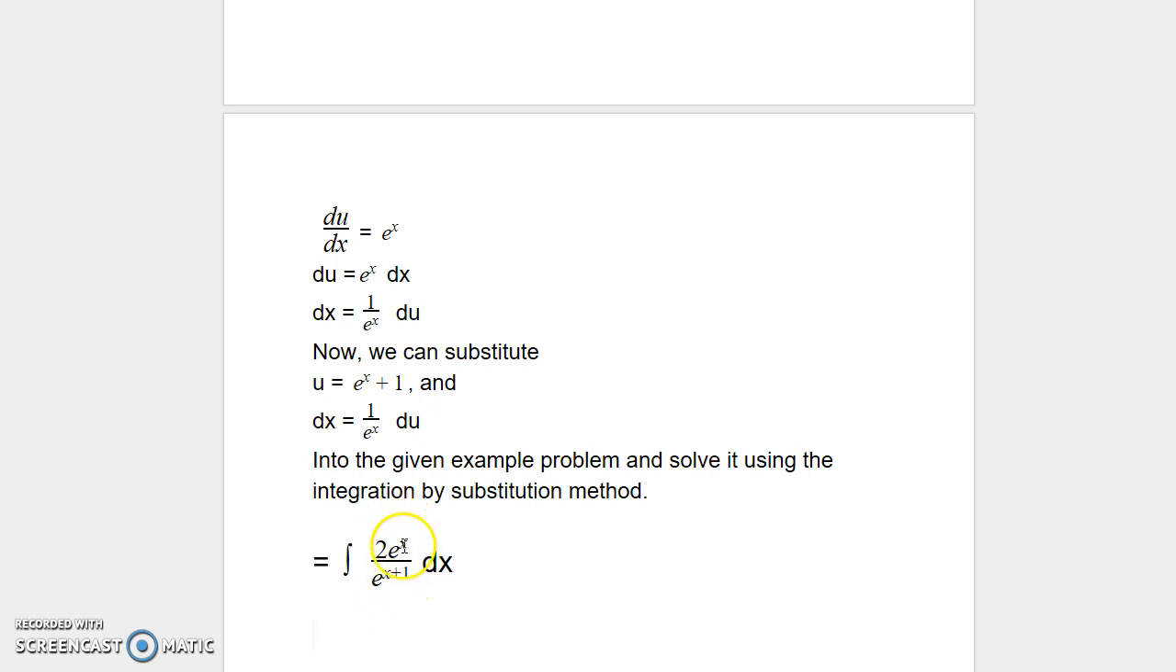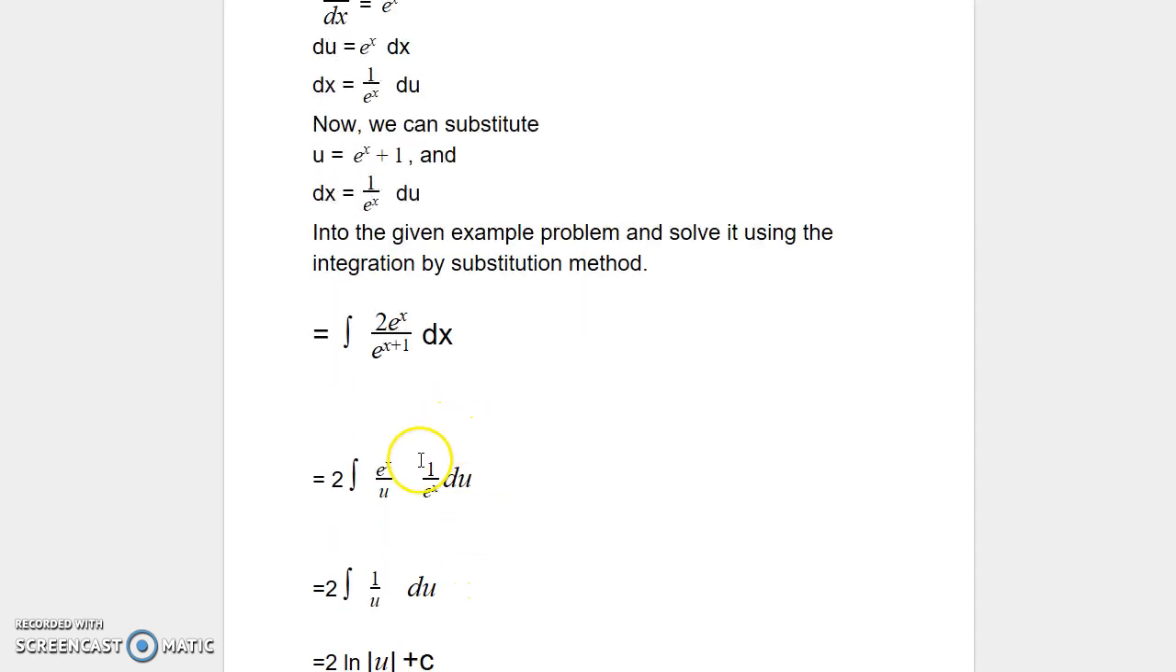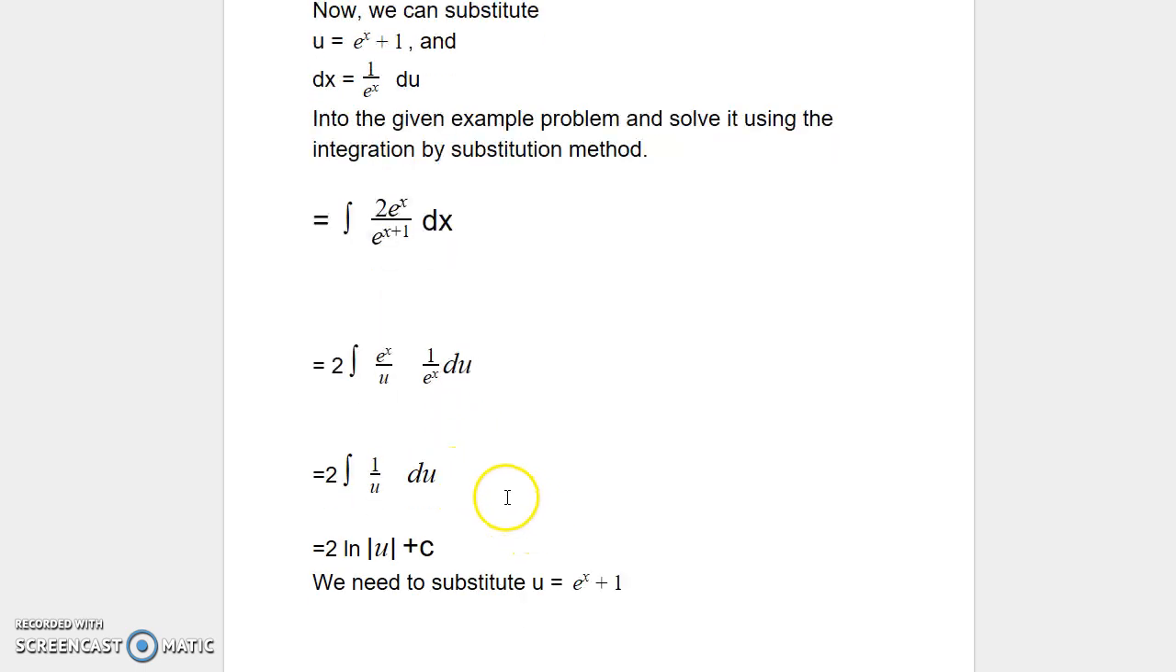So now our simplified problem is as shown here, integral 2 e to the power of x divided by e to the power of x plus 1 dx. Okay, since 2 is a constant, we can write it outside of the integration process as shown here. e to the power of x divided by, wherever we see e to the power of x plus 1, we're going to replace that by u as shown here. And then wherever we see dx, we're going to rewrite that as 1 over e to the power of x du. So now we have successfully substituted all the terms.